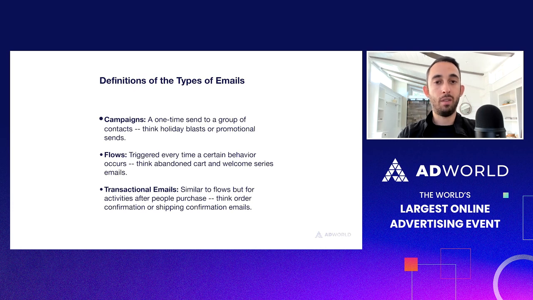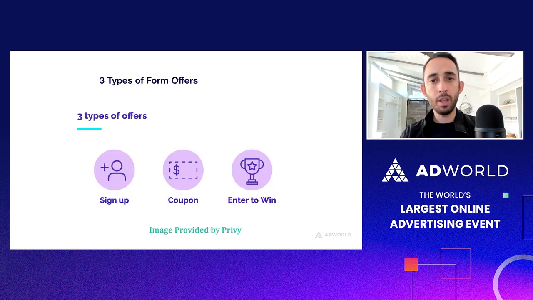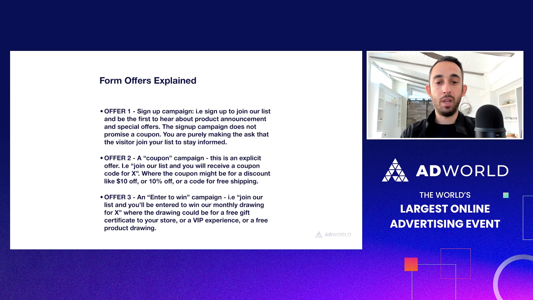Starting with email acquisition, I think it's really important that we understand the 3 different types of form offers. This is going to set up how we think about collecting emails. There are 3 types. The first is a sign up, the second is a coupon, and the third is an enter to win. So let's dive into each of those. First, the sign up campaign. This really isn't that exciting. This is just: sign up to join our email list and be the first to hear about product launches, announcements, and offers. The sign up campaign does not promise a coupon, right?